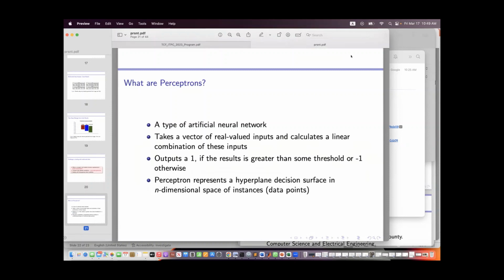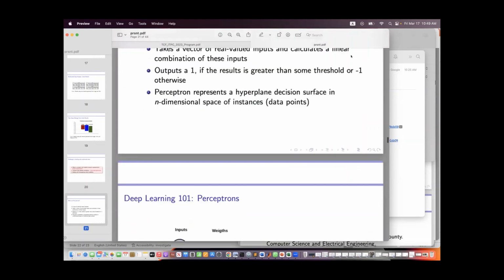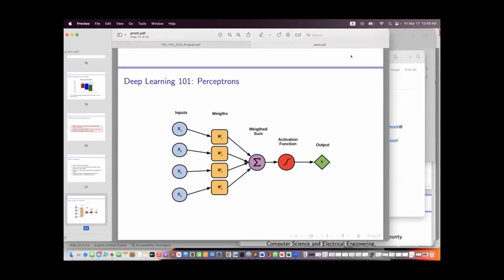What the perceptrons do is that they take in a vector of real valued inputs and calculate a linear combination of these inputs. So it's probably easier if I show you a picture like this. So it takes in a bunch of inputs, and in our setting, these inputs could be either textual inputs or image features. And for every one of these features or inputs, we calculate some weights. And the weights are what we learn from our training procedure.